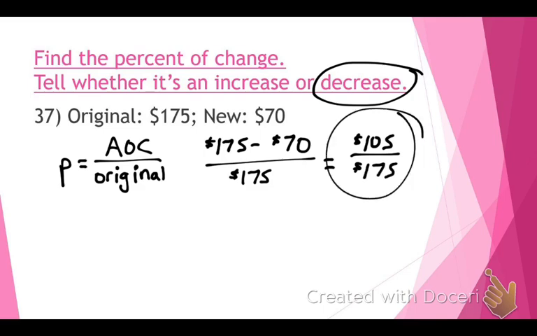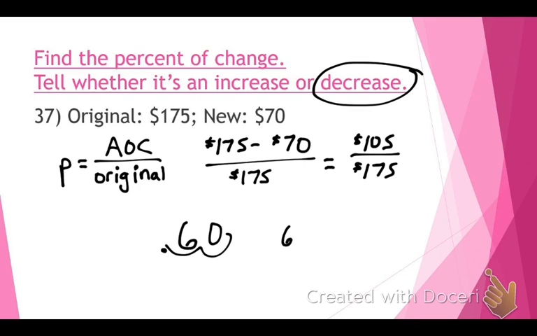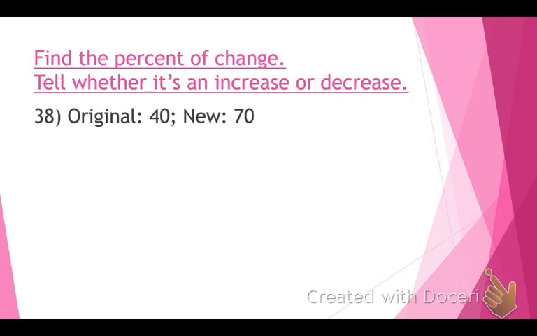When you put this into your calculator, it's going to give you a decimal. What decimal comes out? 0.6. Now, once again, look again. It says find the percent of change. How do I change that? Move it over 2 times. Okay, so what's the answer? 60%. And remember, once again, it's a 60% decrease because it went down in price.